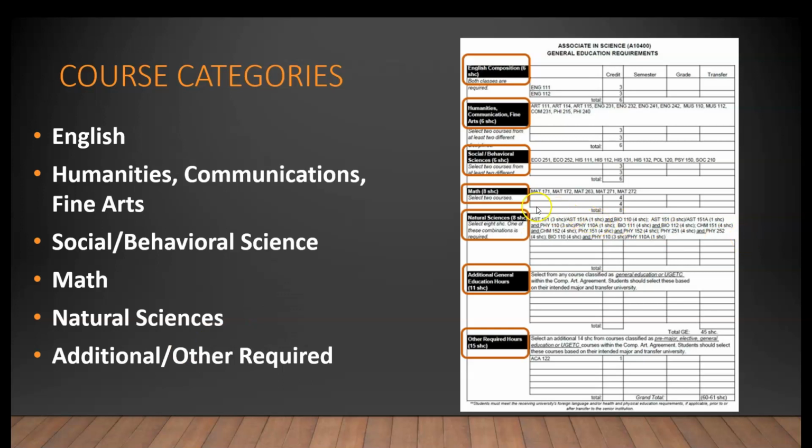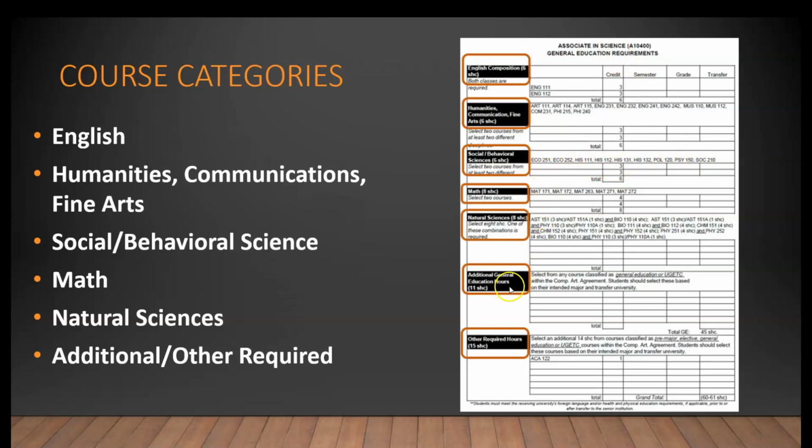So you'll see that on your curriculum flow chart, the classes are divided into categories. Some of them are very self-explanatory, like your English, your math, your natural sciences. Those are the typical sciences that we think of, like biology and chemistry. Humanities, communications, and fine arts. I like to think of this category as your cultural classes, like your music, your arts, your literature classes, your philosophy classes. And you can see the pick list here for the associate in science degree. The social behavioral sciences, I like to think of that category as classes where you're studying society or the behaviors of society. And so those would be classes like your histories, your political science, psychology, sociology. You can see the pick list here for the associate in science degree.